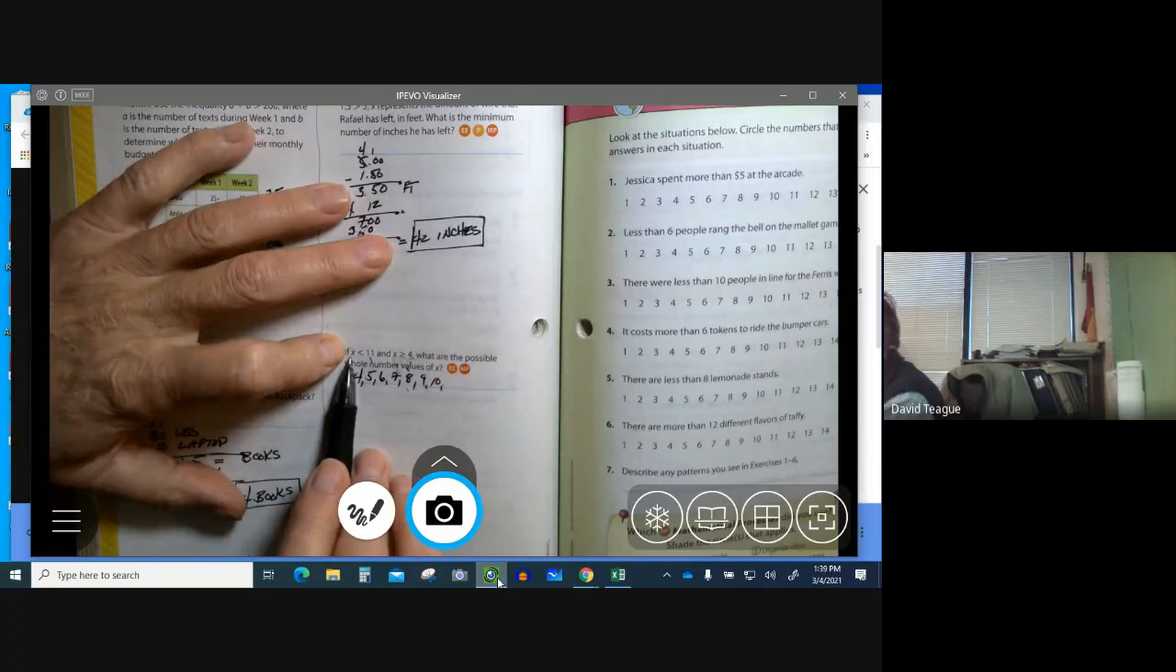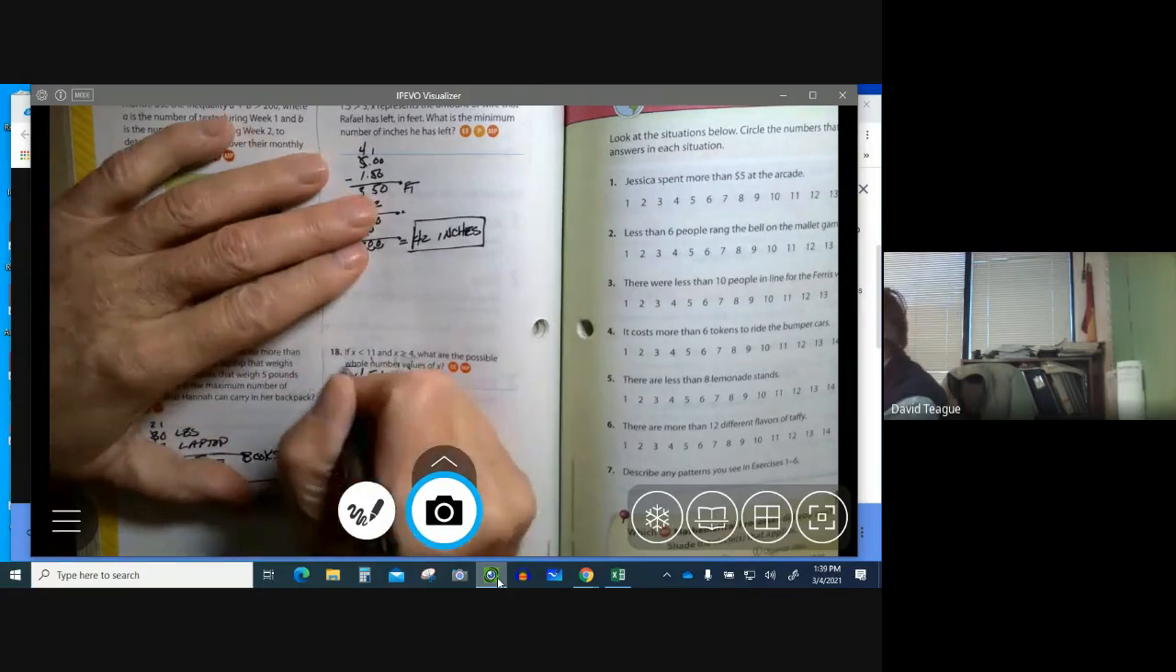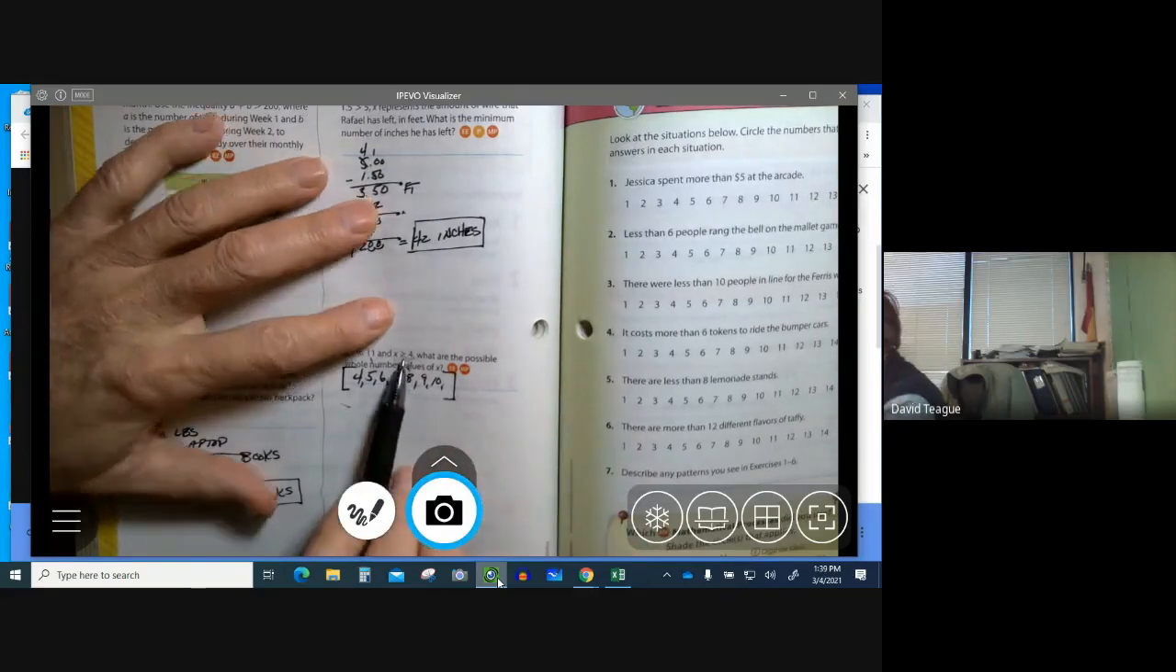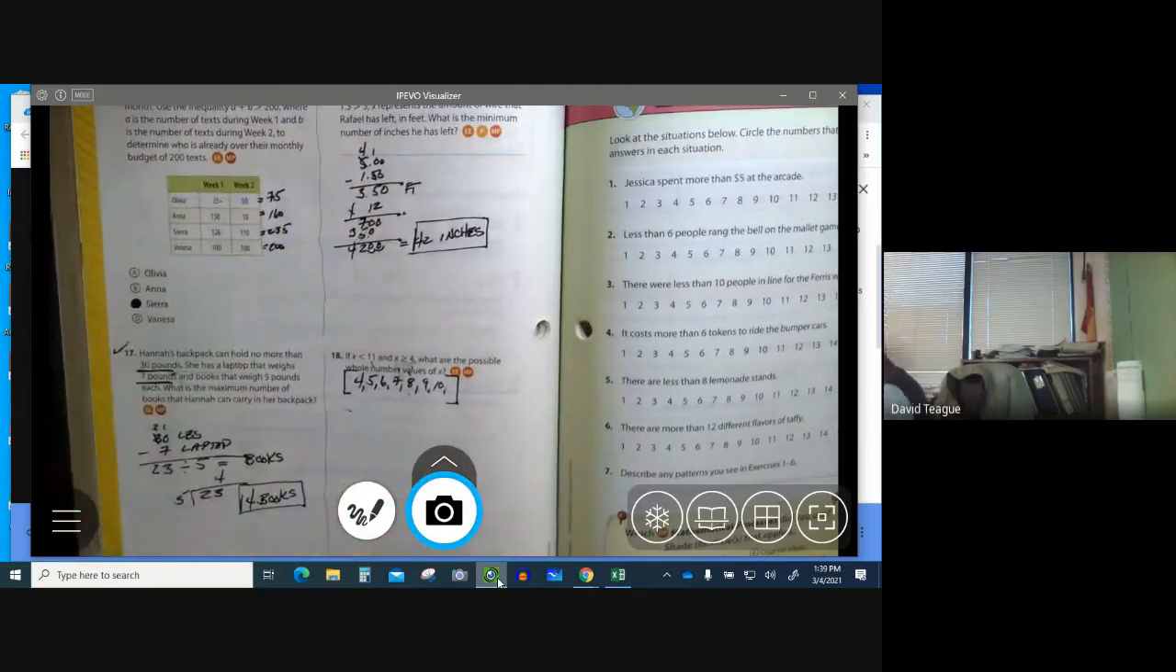Nope. It's equal to, but it's not less than. So this is your final answer right here. This set of numbers will satisfy both this inequality and that inequality.